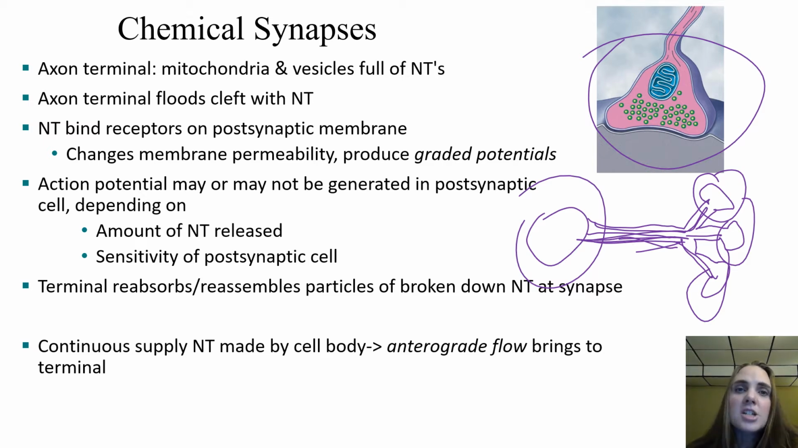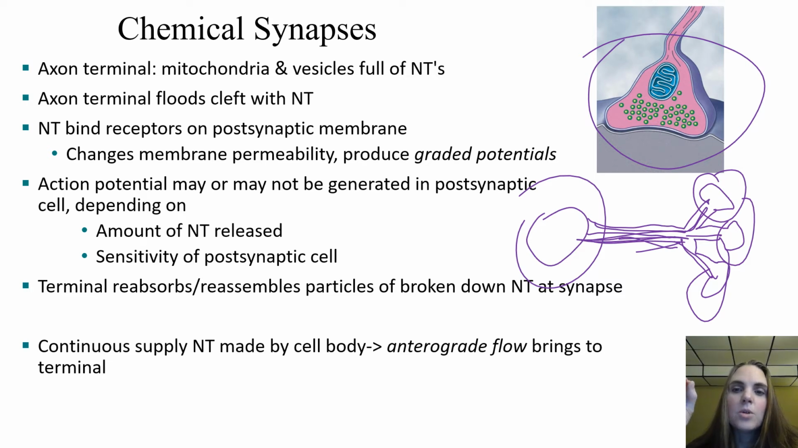And changes in membrane permeability are produced because the neurotransmitter binds that receptor on the postsynaptic cell. Remember, we have receptors on membranes that bind chemicals or ligands. Those are our chemically or ligand-gated channels.